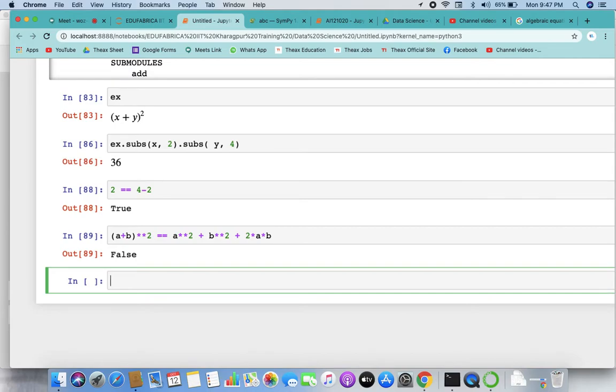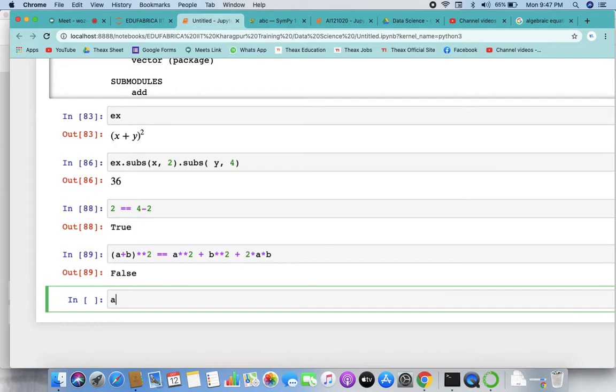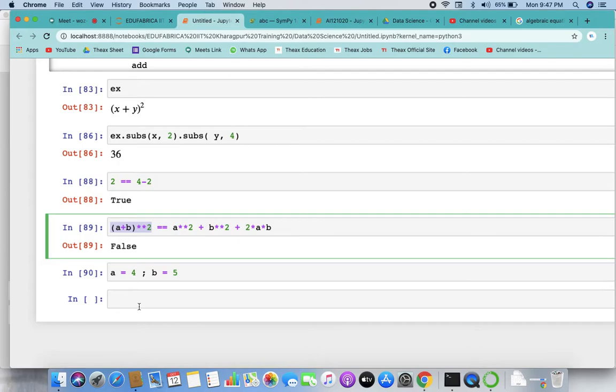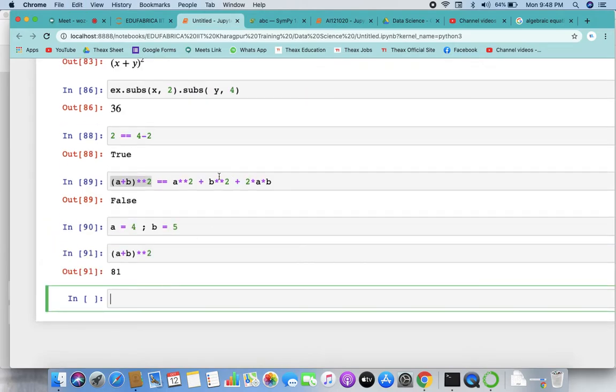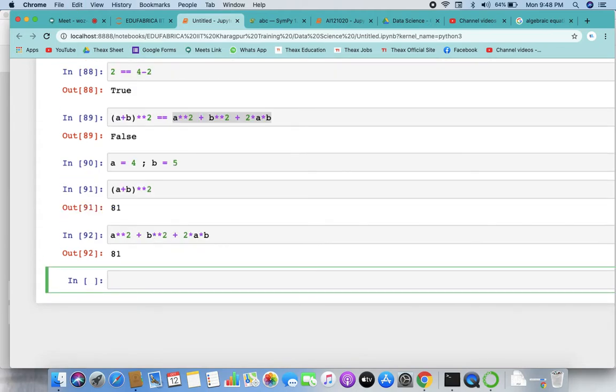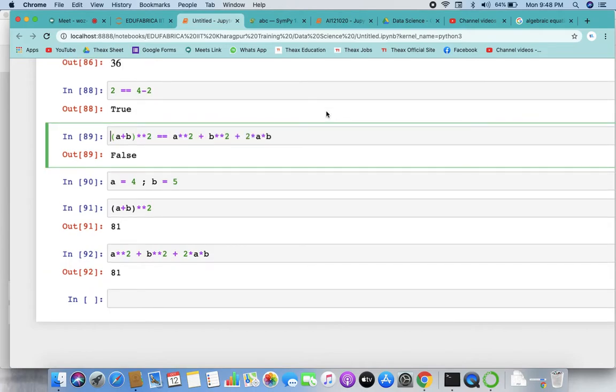Have the a and b values been defined? No. Like if I say a equals 4, b equals 5, then if I run this equation, I get 81. If I run this one, 81, right? But still the value you are getting is wrong. Why? Because you haven't defined those things.